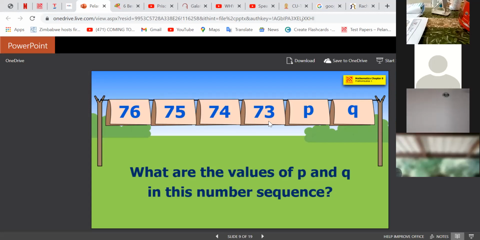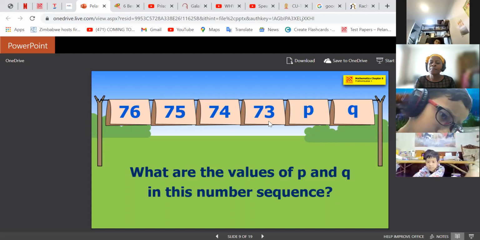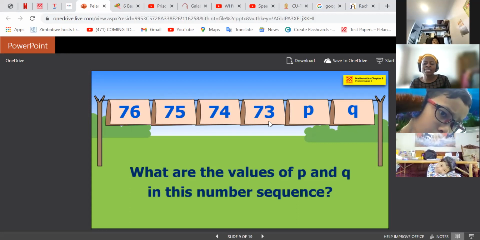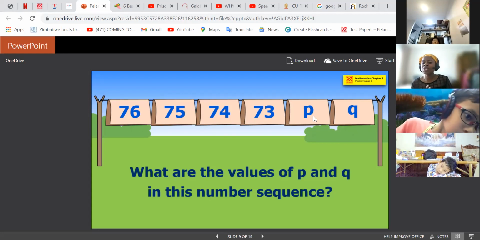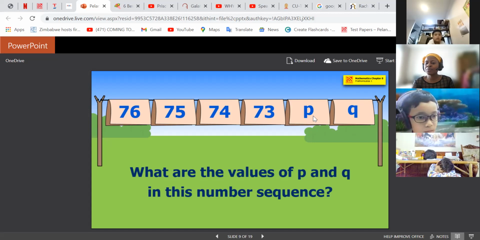Can't see the person who is trying. Who is really... what do you think the value for P will be? The value for P will be 72. Thank you so much. The value for P will be 72.